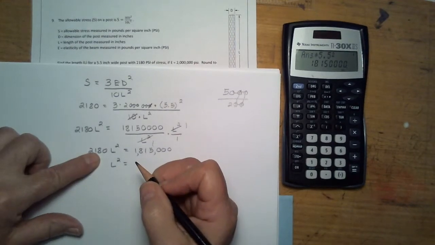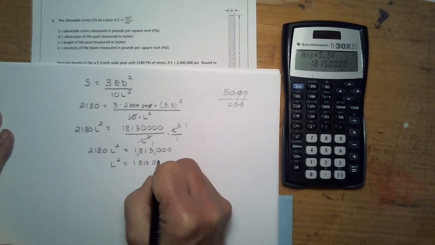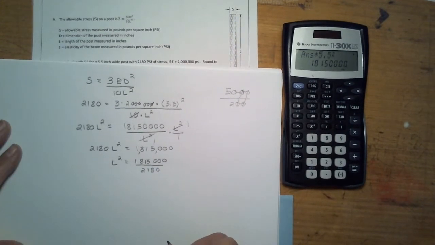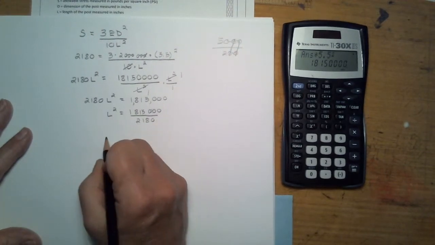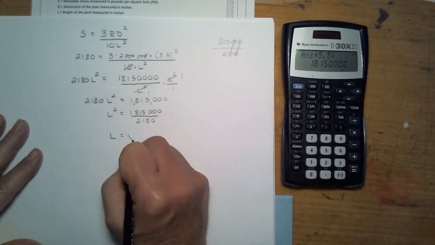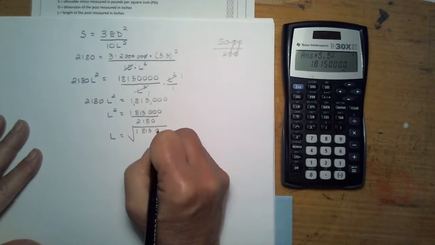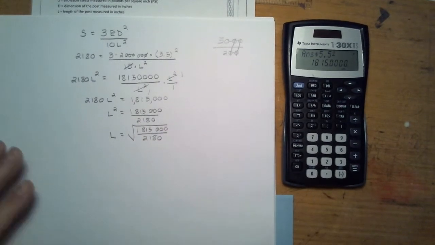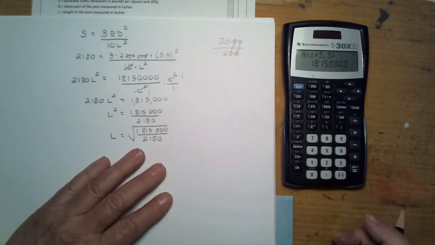And when I divide this side, it's gone. 1815.123 over 2180. And finally, to get to L, I'm going to have to take the square root of both sides. Take the square root of this side, and it rips it right off, giving you L. And over here, it's going to be the square root of 1815.123 over 2180. And that I can put in my computer. Just for the heck of it, I'm going to work from the inside out over here.